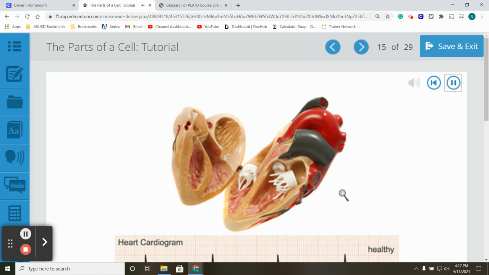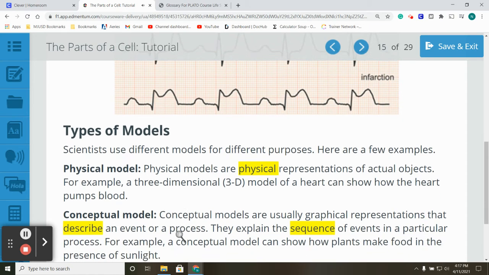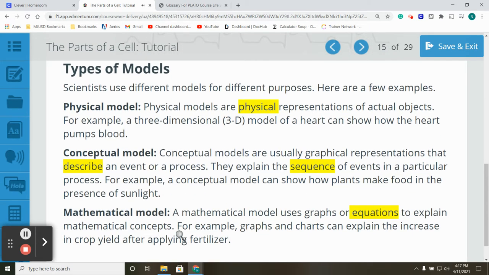Types of models. Scientists use different models for different purposes. Here are a few examples. Physical model. Physical models are physical representations of actual objects. For example, a three-dimensional or 3D model of a heart can show how the heart pumps blood.